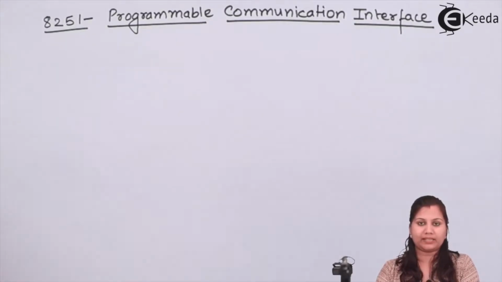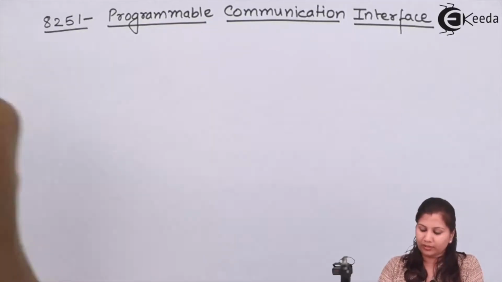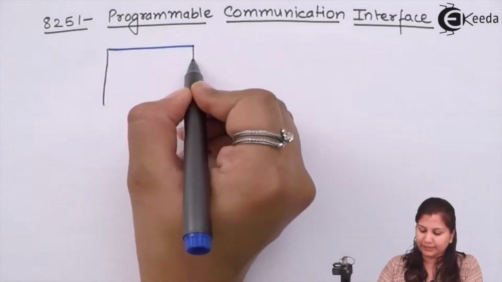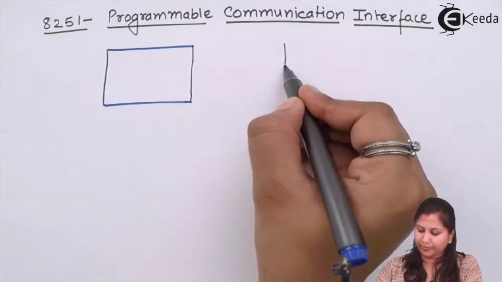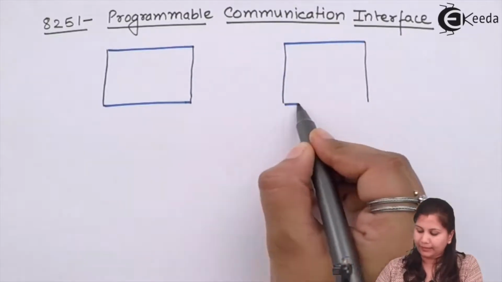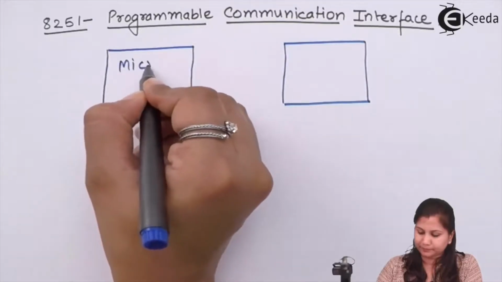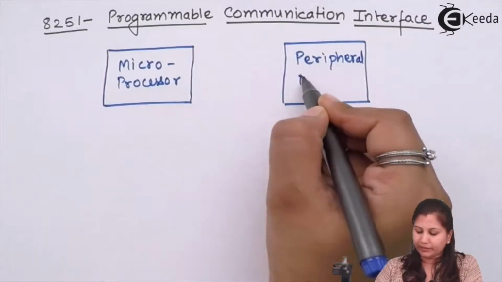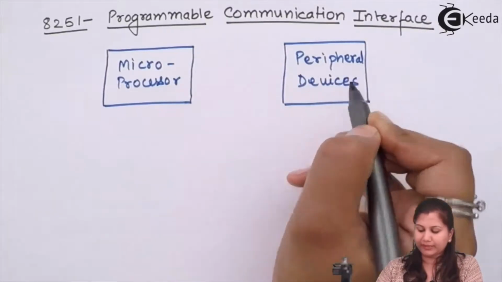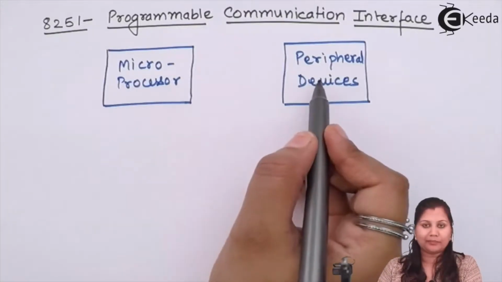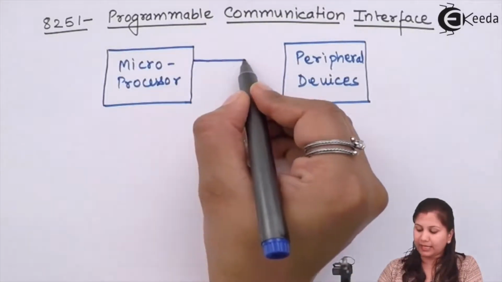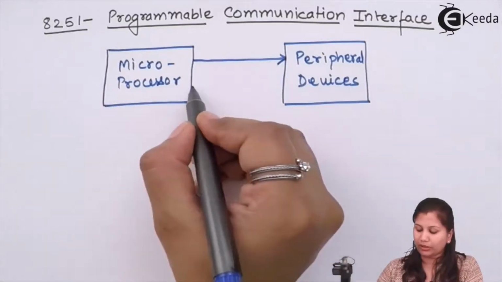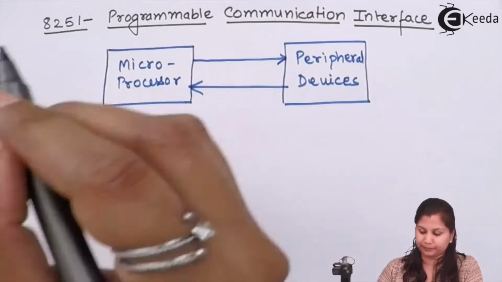With the peripheral devices, they need to transfer the data or receive the data from the peripheral devices. So here, if we have a microprocessor and a peripheral device, peripheral devices can be input-output devices. So when the microprocessor communicates with the peripheral devices, it is either going to transfer the data or it is going to receive the data.